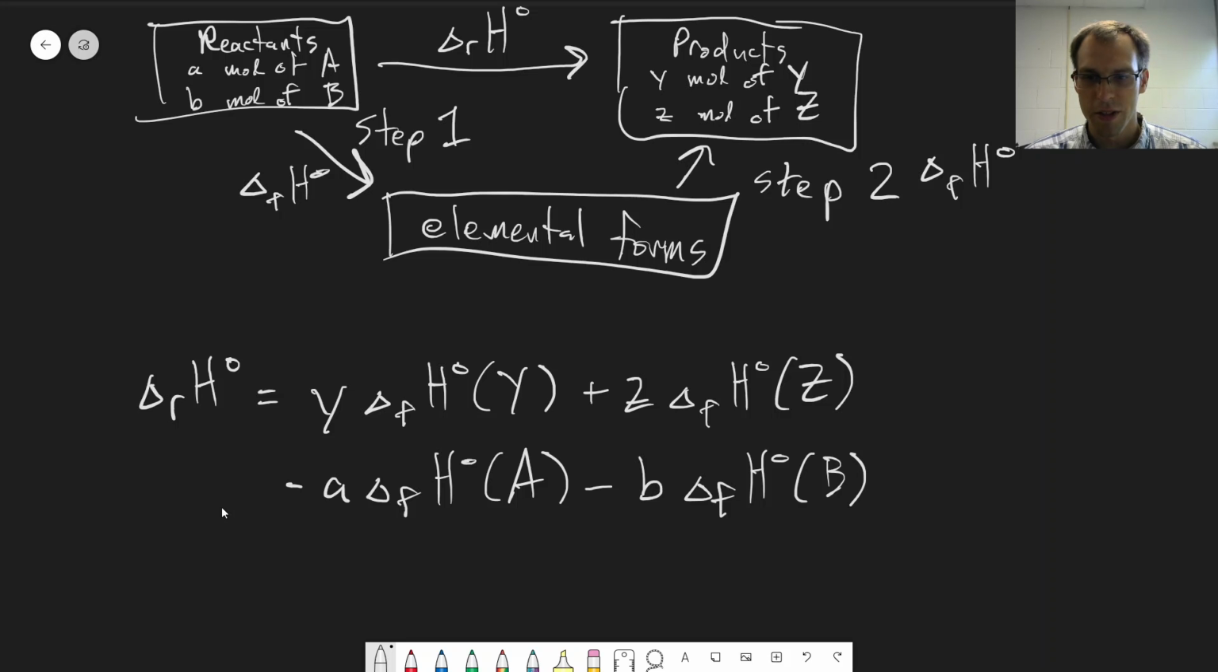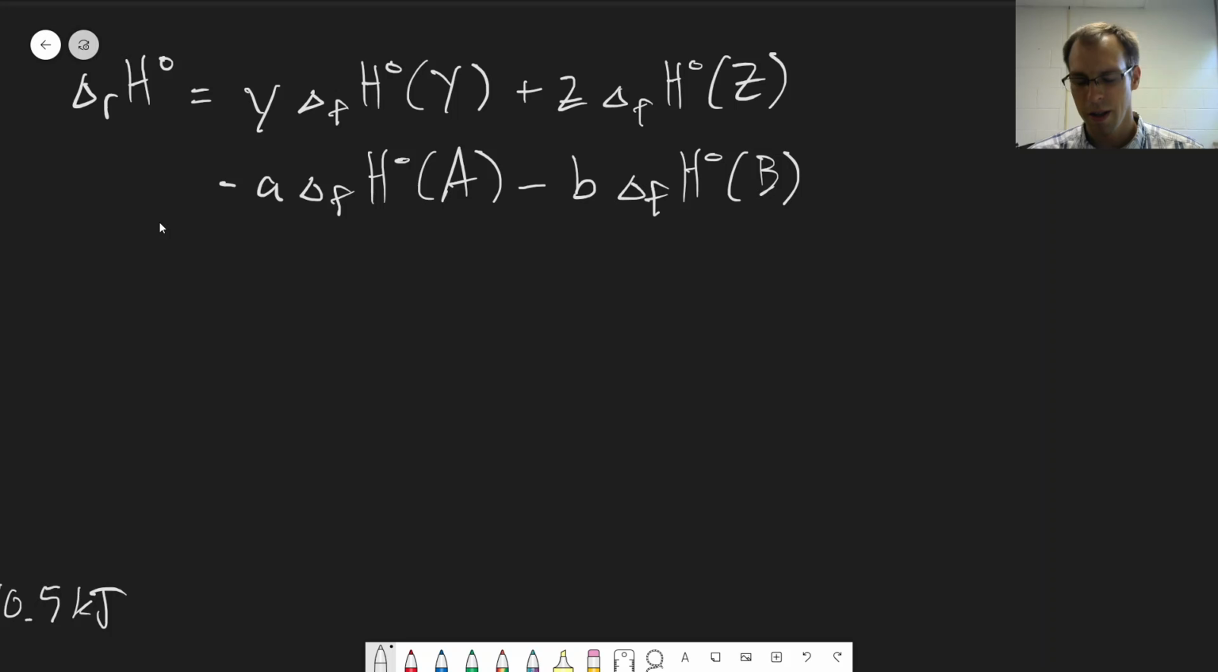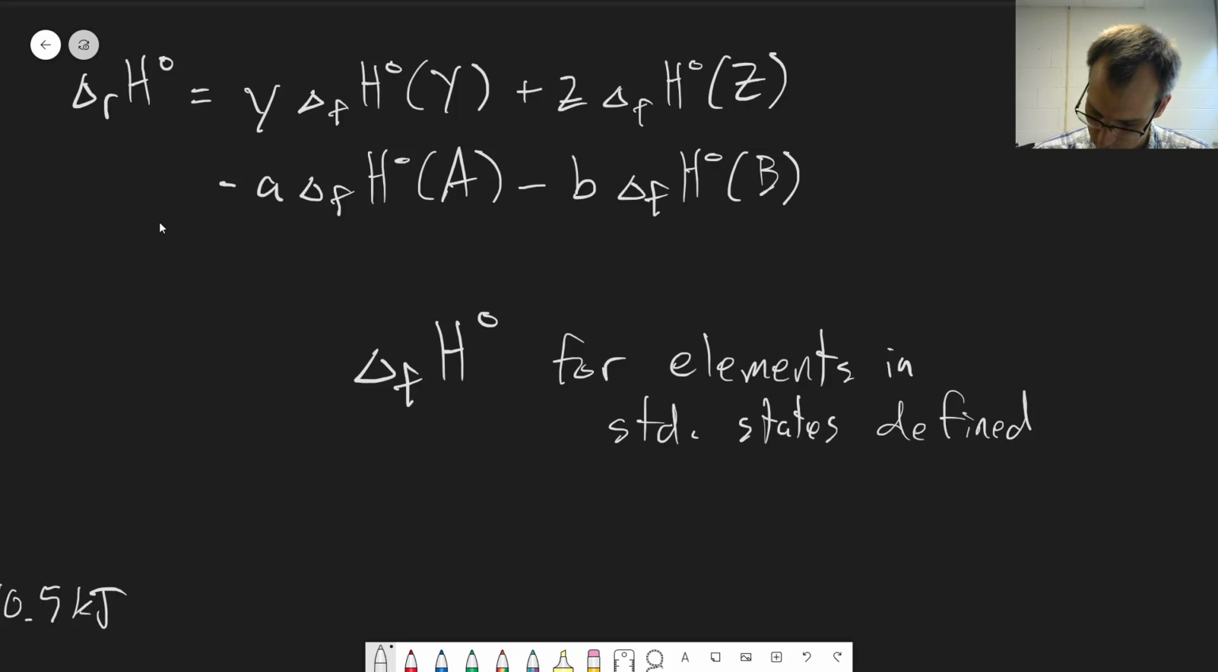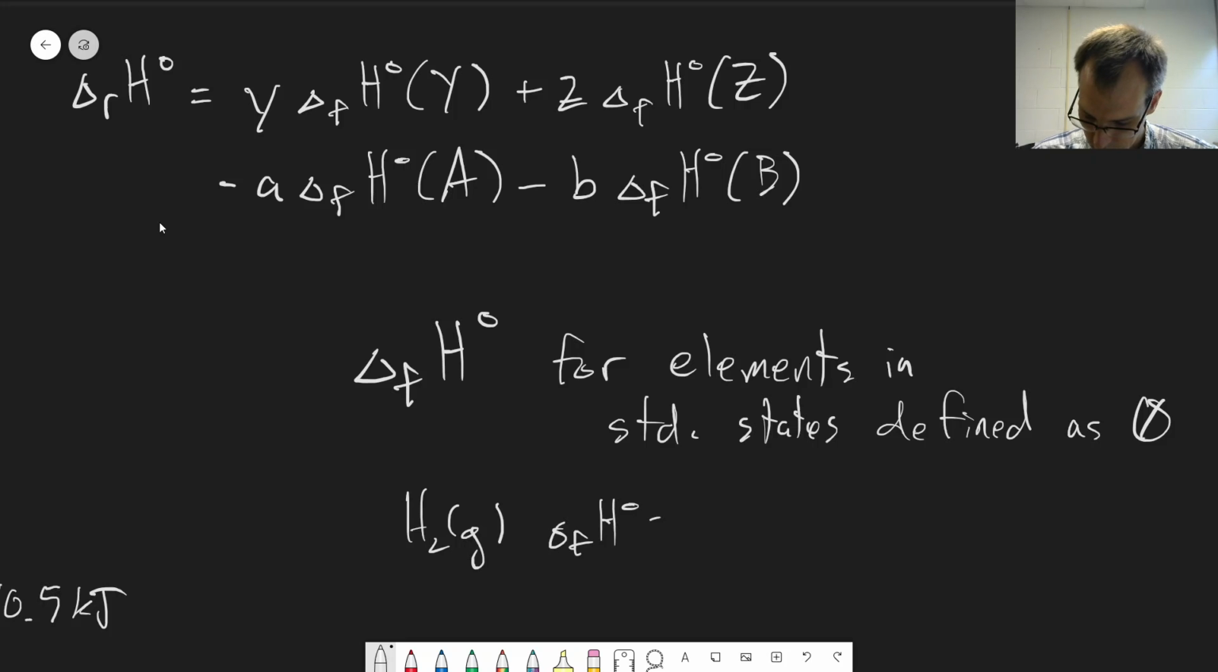One final note: just by definition, we need to define a zero. The zero we define is that the enthalpy of formation for elements in their standard states is defined as 0. So that's our zero that we set. For example, H2 gas has an enthalpy of formation of 0. We could say the same thing for carbon in its graphite form, oxygen, other things. These are our reference point, and everything else is relative.